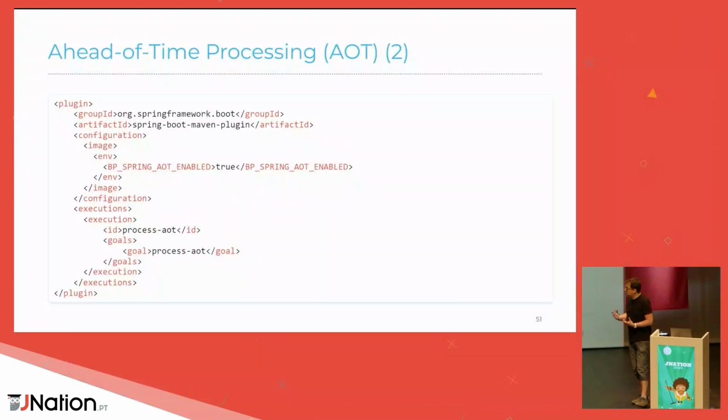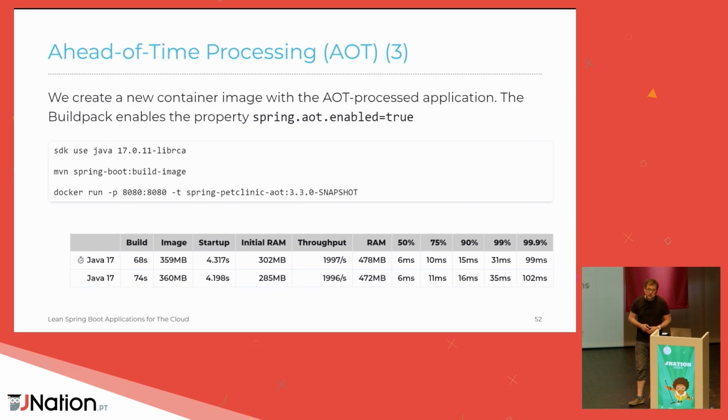So now I'm showing some tricks. What you're going to do is add the execution part to your Spring Boot Maven plugin. And there are similar things for Gradle. And if you use buildpacks, please add this environment variable as well, BP_SPRING_AOT_ENABLED, because it will do something. It will automatically add the property spring.aot.enabled=true to your application as a system property when you start up the Java process. So when you use the buildpacks, this automatically enables AOT.